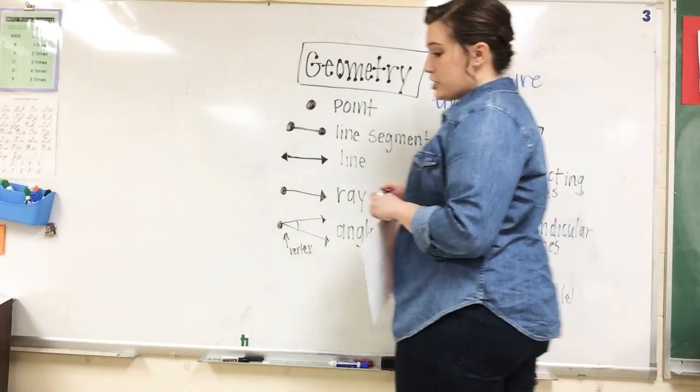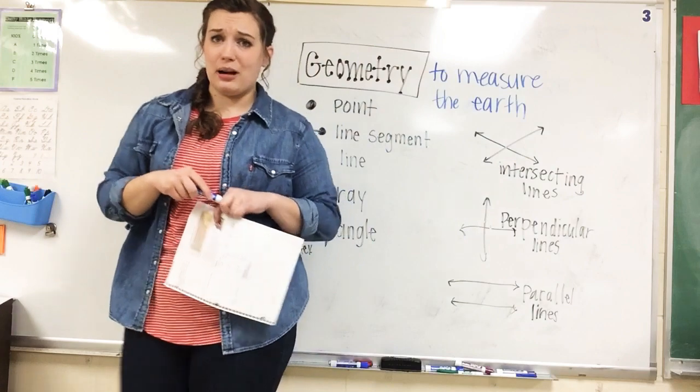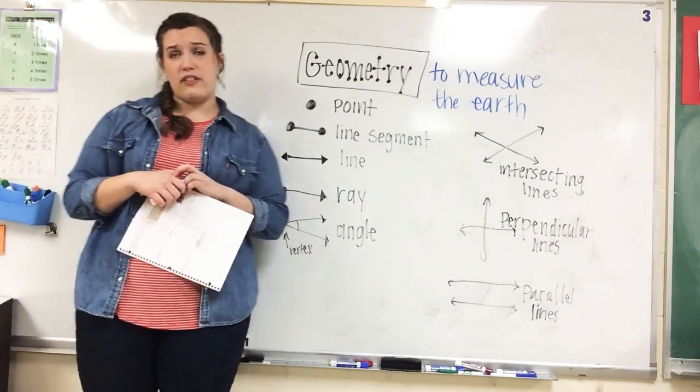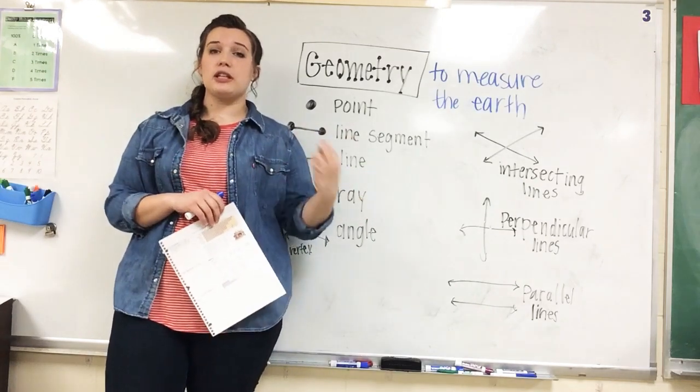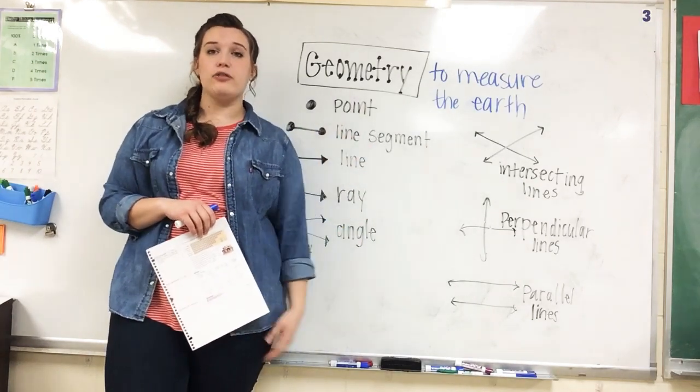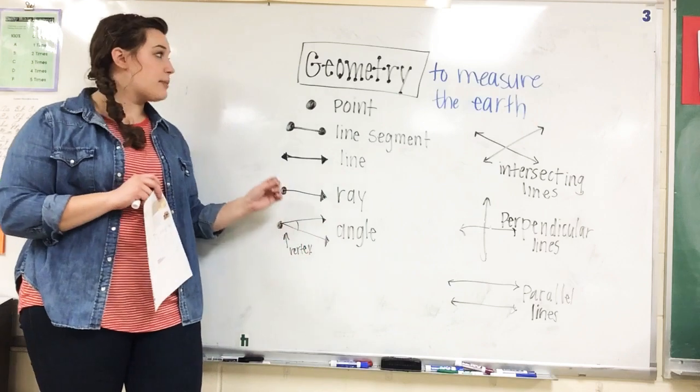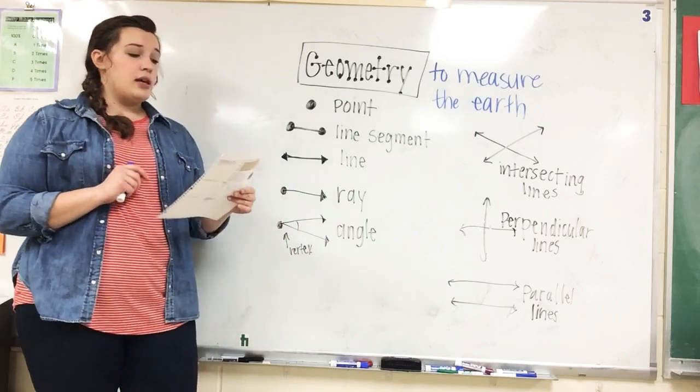So we're measuring not just the earth itself, like whenever we say the circumference of the earth is 25,000 miles, okay? We're measuring different parts of the earth and we're studying those just like we do in science, just using these mathematical forms, okay? So that's the purpose of learning geometry, is to measure the earth, all right?